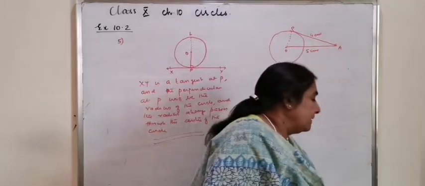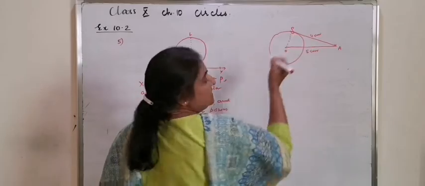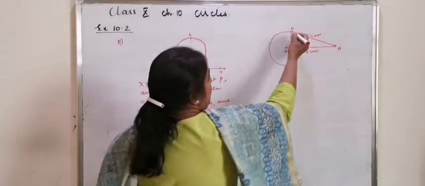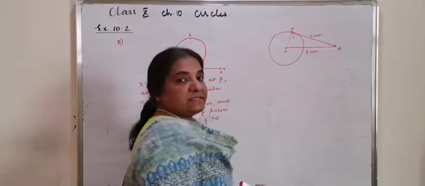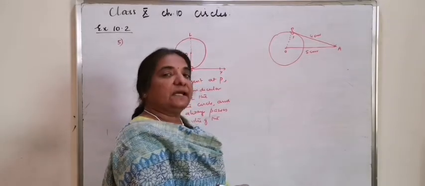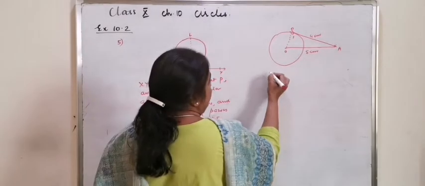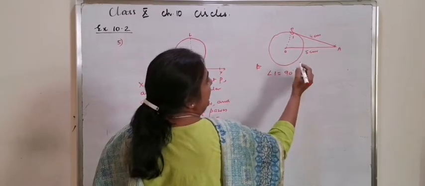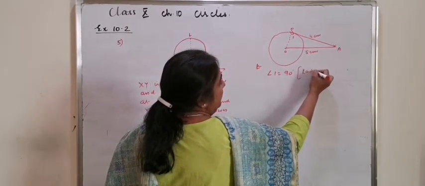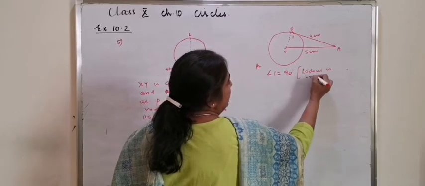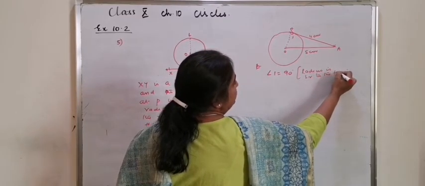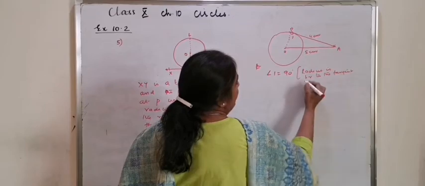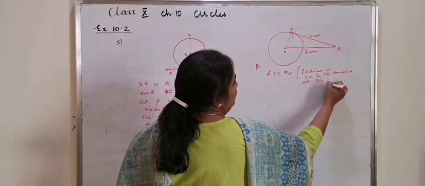So now, as in the previous question in this exercise, OP represents the radius, AP represents the tangent at the point of contact P. Therefore, angle 1 is equal to 90 degrees. Radius is perpendicular to the tangent at the point of contact.